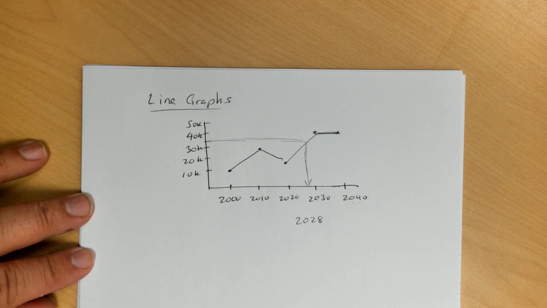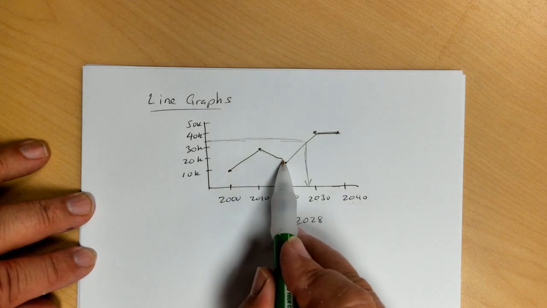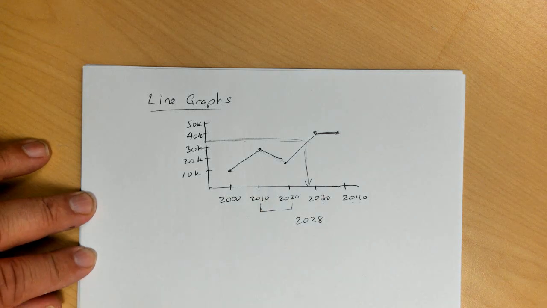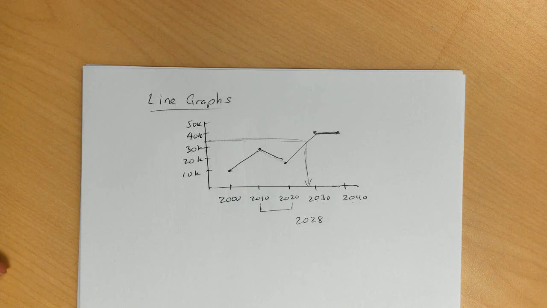When did we lose the most employees? Well, the only one going down is this one. We lost the most employees between these 2 years, or decades. So that's how you use a bar chart. I mean a line chart.